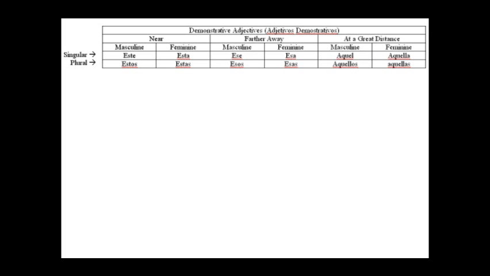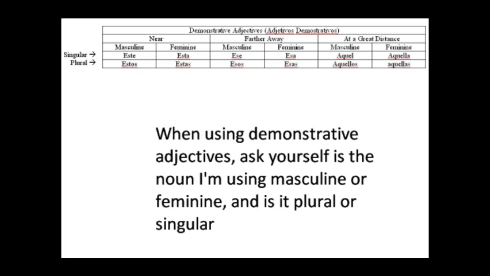The first one is where it says near on the left-hand side. These 4 words there, este, esta, estos, and estas, are the words this and these. So este and esta are this, and estos and estas are these. If you want to use one of these words, you have to think about 2 things. First, you have to think about, is the item that we're talking about masculine or feminine? And then you have to decide, is it plural or singular?